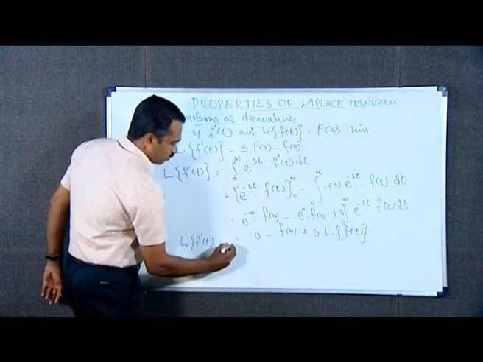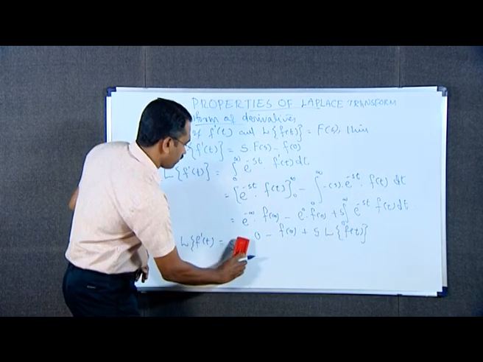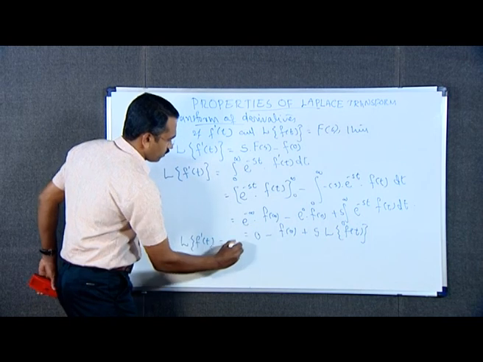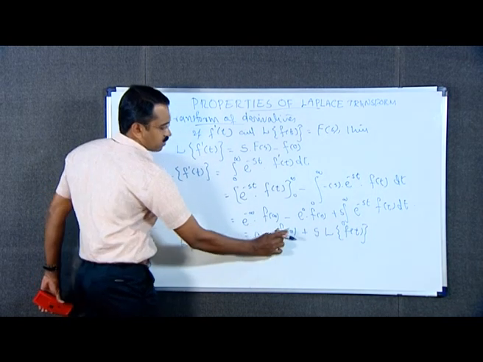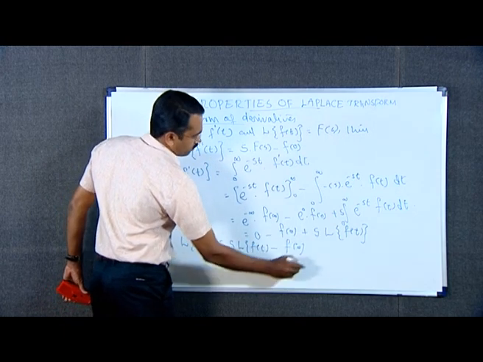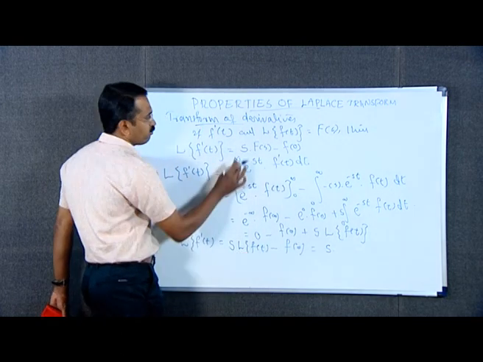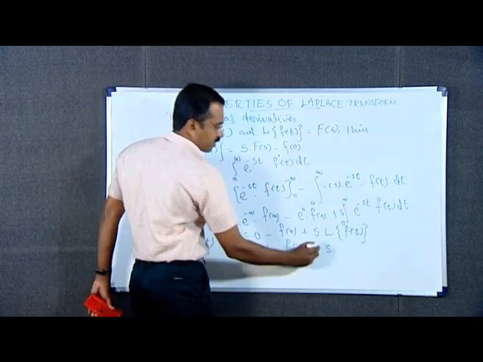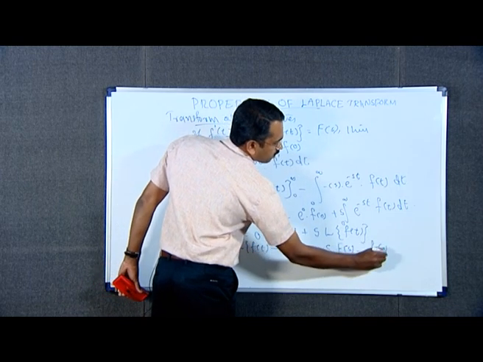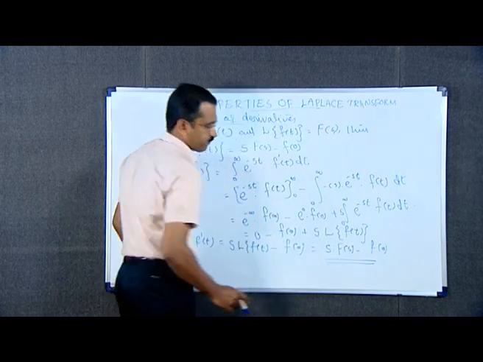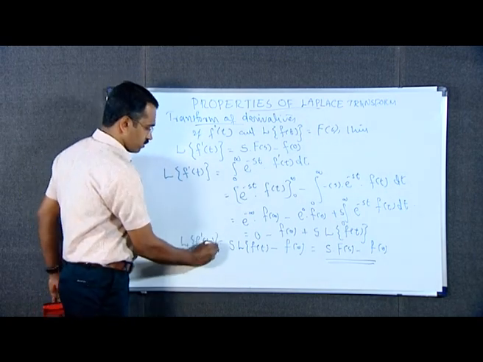That is Laplace transform of f dash of t is equal to s into Laplace transform of f of t minus f of 0. That is s into Laplace transform of f of t, which is F of s, minus f of 0. This is the transform of derivatives.